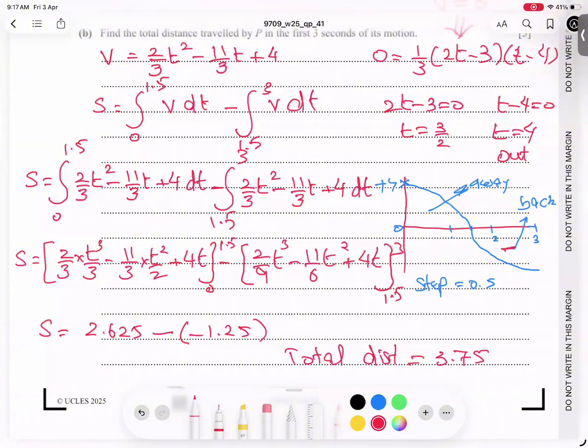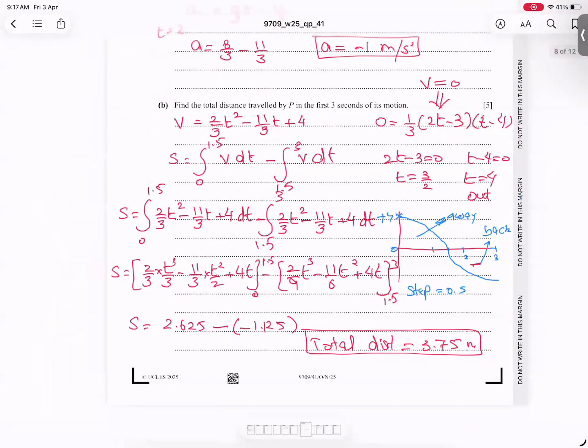3.75. Let me check once again. 2.625 plus 1.25. Yeah, 3 point, wait a minute, 3.625, and I think here I made a mistake. Here this is 1.125. Yeah. Now it's 3.75 meters. Alhamdulillah Rabbil Alameen. I think this point is very clear.